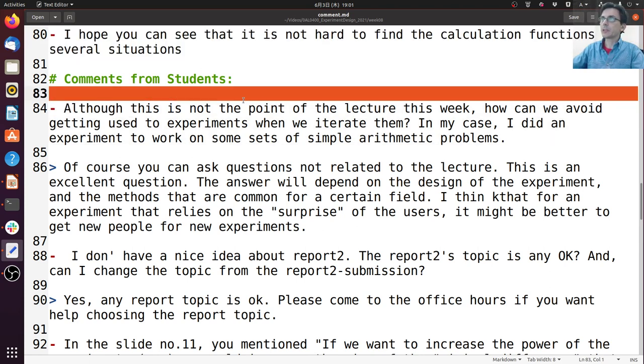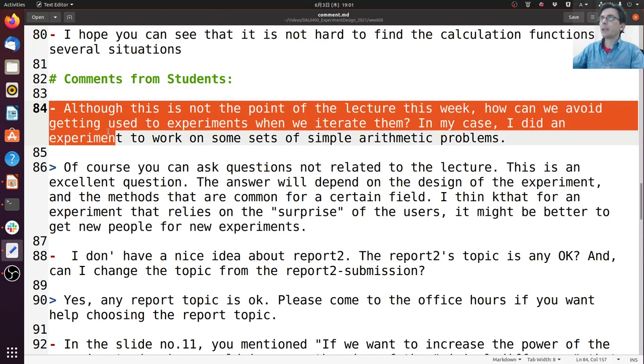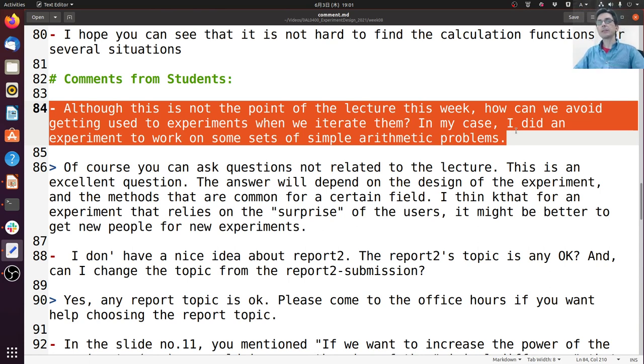The first one is, although this is not the point of the lecture this week, how can we avoid getting used to the experiments when they iterate them? This is a very important question. This is about when you do an experiment with questions, and if the same person repeats the experiment many times, they will get used to it and the experiment will change. So that's why we don't want to do the experiments on ourselves. We have to think about that kind of thing when we do the experiment design. The idea would generally be that you take many different people that will do the experiment for the first time.